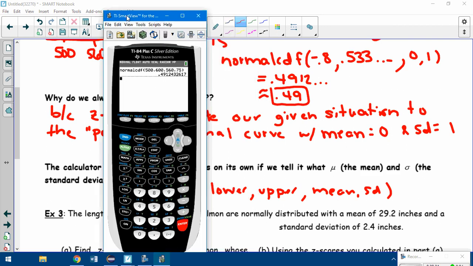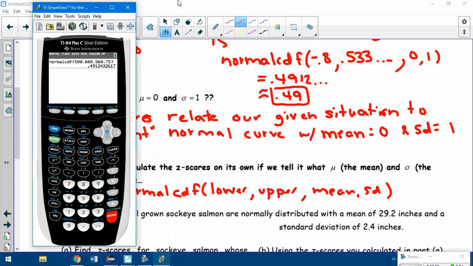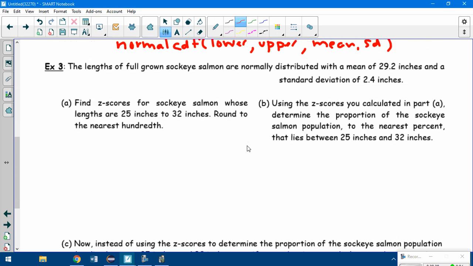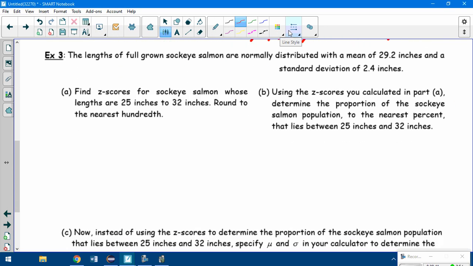So you don't even really need to do the z-score step. You can just draw your picture and type that straight in, and you're done. And that's what I'm going to tell you to do from here on out. On tonight's homework, you really don't need to be doing any z-scores. So that's the shortcut. Let's do the rest of these this way.